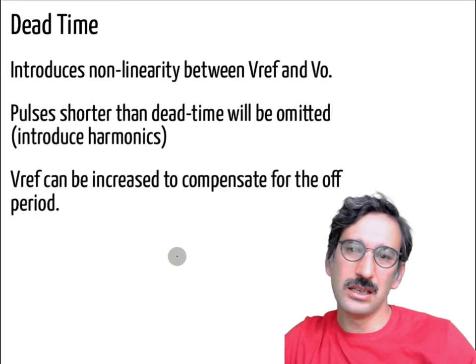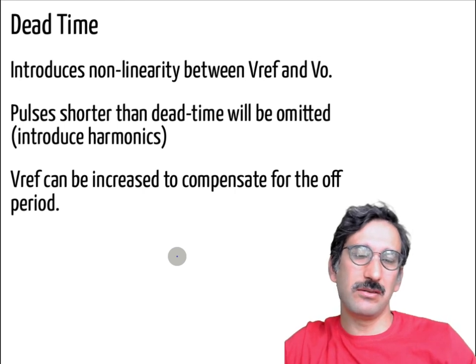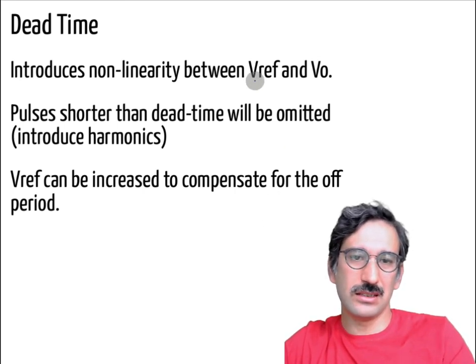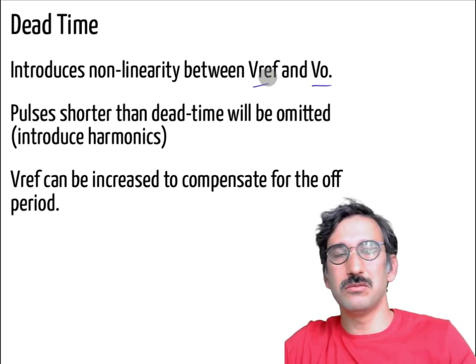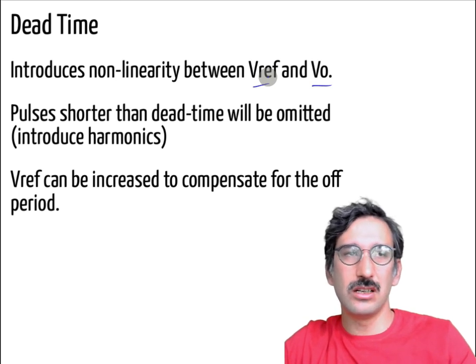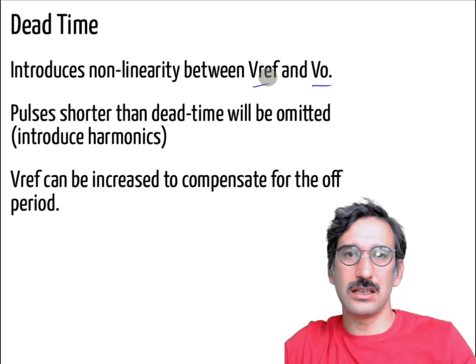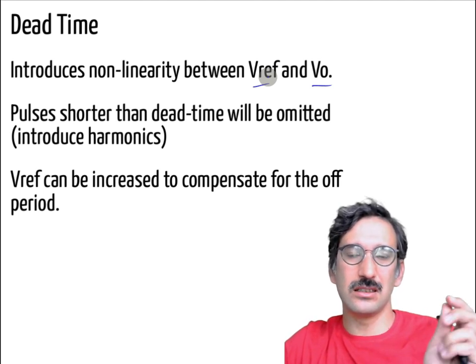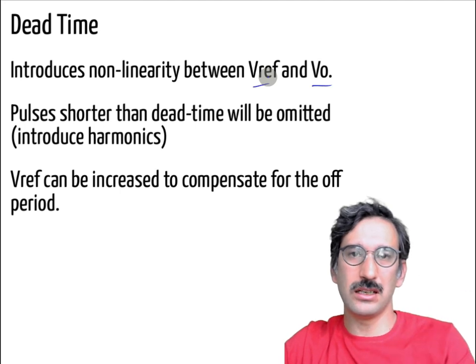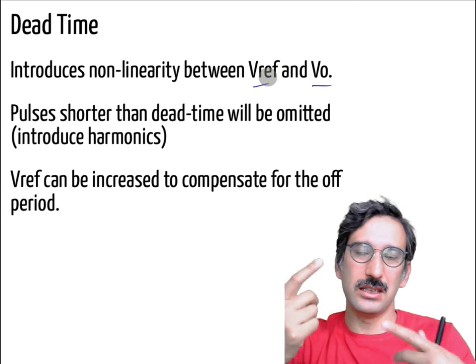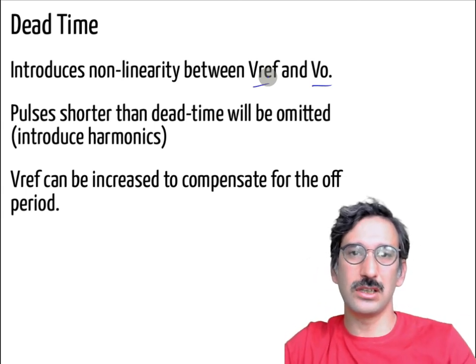At that time, it introduces some non-linearity between Vref and the output voltage. So let's say you want to generate a 40% duty cycle, but there's say 2% dead time period. So you want to apply a 40% PWM signal, but at the end the switches are working at a 38% duty cycle.